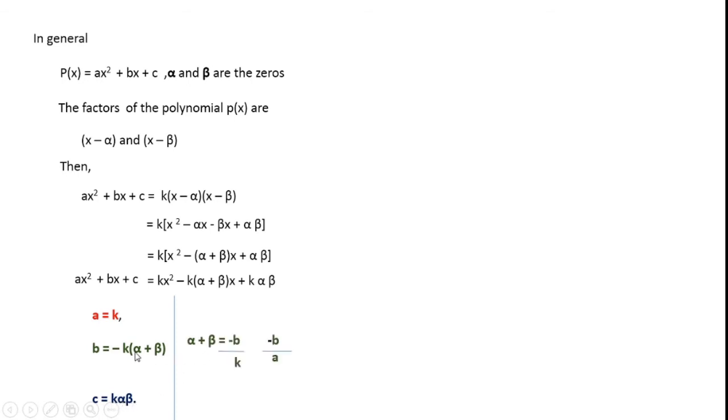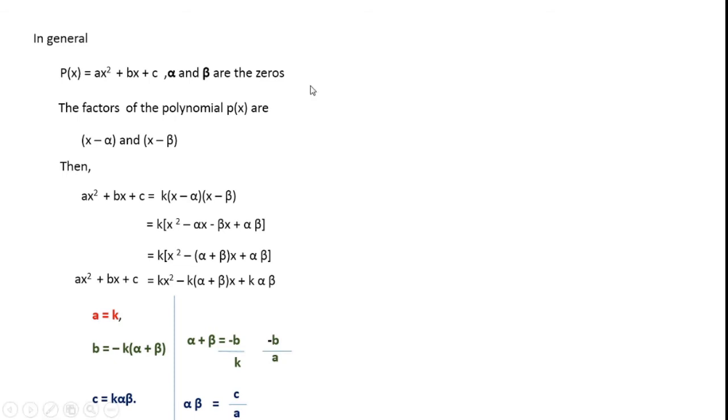Now we can write, see here, alpha plus beta equal to minus b by k. This k equal to a, see here a equal to k. So instead of this k we can write a. So it is minus b by a. The next, alpha beta equal to c by k. Instead of this k we can write c by a. This is the relationship between the zeros and coefficients of a quadratic polynomial.